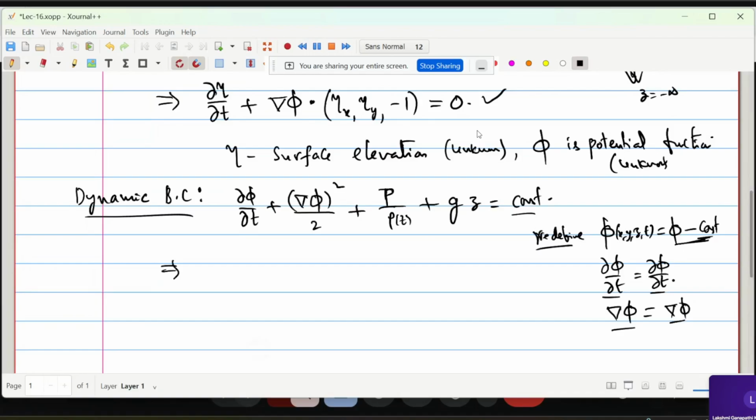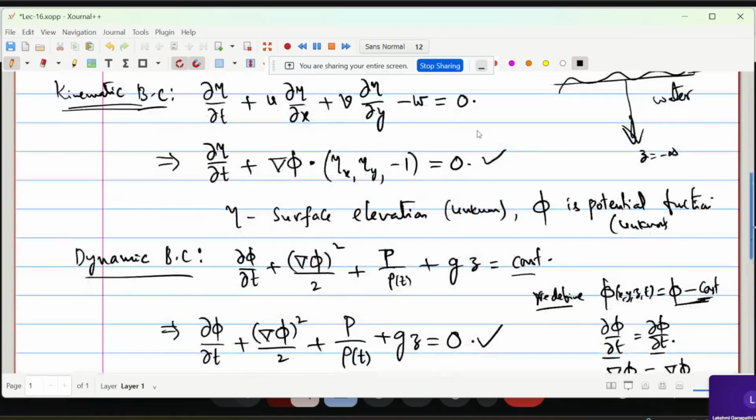Redefining phi like that, the equation becomes dou phi by dou t plus modulus of grad phi squared divided by 2, for the new phi, plus p by rho, which is a function of t or a constant, plus g z equal to 0 now, because I absorbed that constant into phi. So this is your dynamic boundary condition. So how many equations do we have now? You have two unknowns, eta.